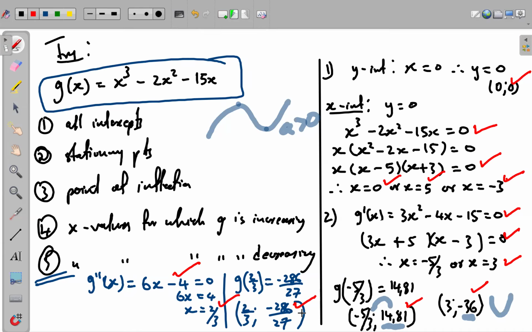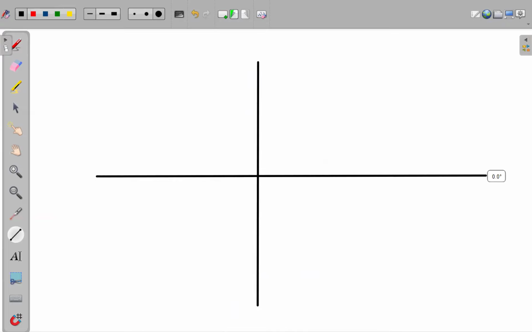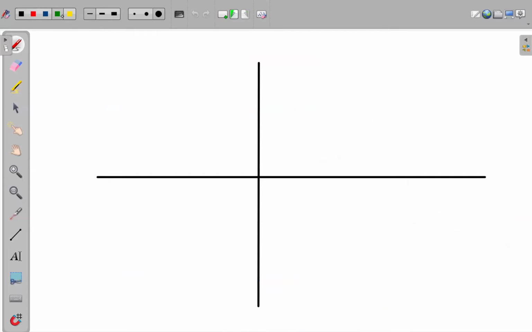Now, let us sketch this. As we sketch this, there's something for sure that we know. What we know is that based on the fact that a is a positive number, let's just check a few things here. I'm going to focus on the intercepts. So the origin is part of the story.